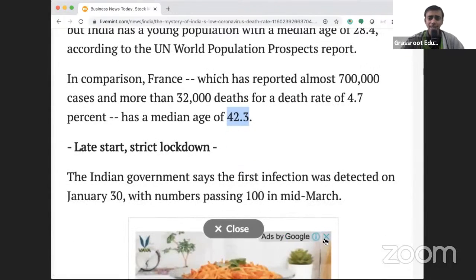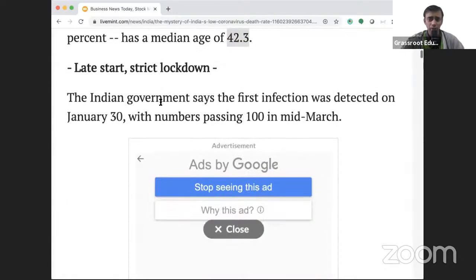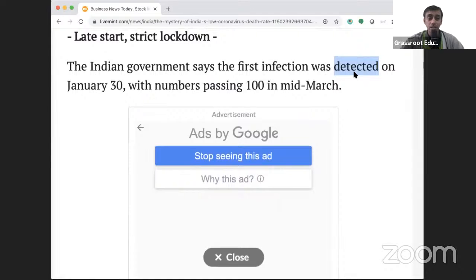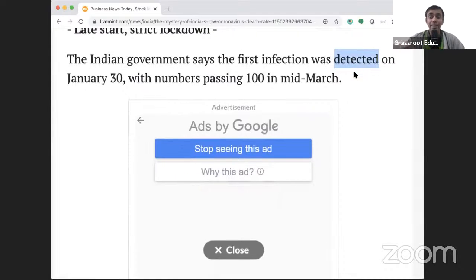Now, let's come to the next reason. Good, Purnima. The next reason is late start and strict lockdown. The start was late and the lockdown was strict. Let's see. The Indian government says the first infection was detected. What do you mean by detected?